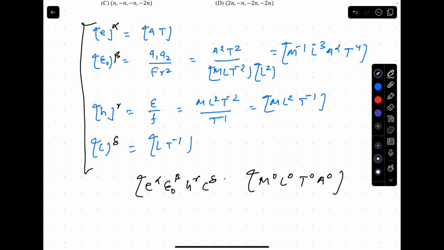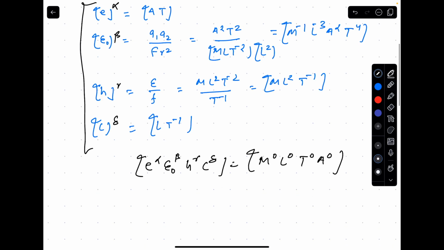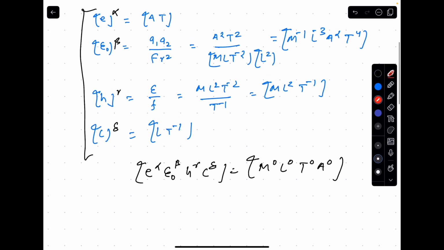Let us find the dimension on the left hand side for M. Here M to the power minus 1 and the power is beta, so that is minus beta. And here we have M to the power 1, that will be gamma. Is there any other M anywhere? No. So that should be equal to 0. It means beta is equal to gamma.